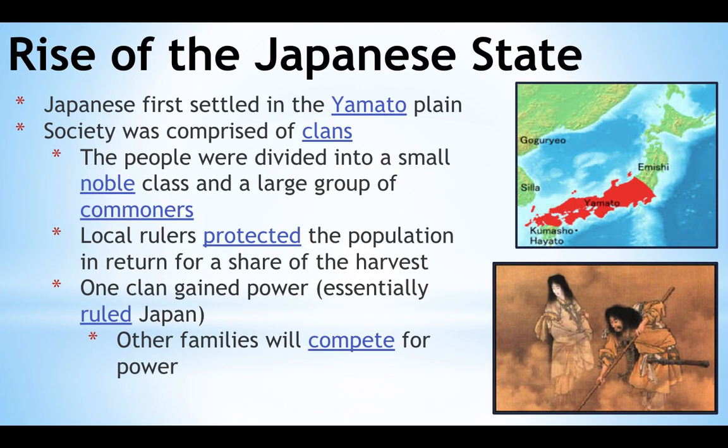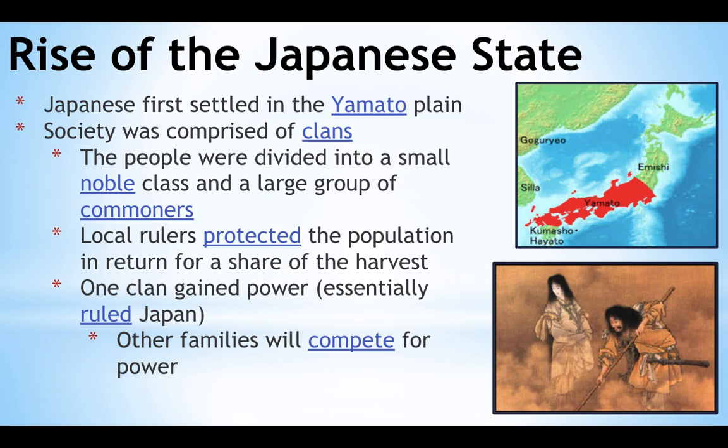Okay, so, rise of the Japanese state. The Japanese first settled in the Yamato Plain, which is represented on that map there. They were comprised of clans. These are family groups that grouped together and then governed each other. The people were divided into a small noble class and then a large group of commoners. And then local rulers protected the population in return for a share of the harvest.